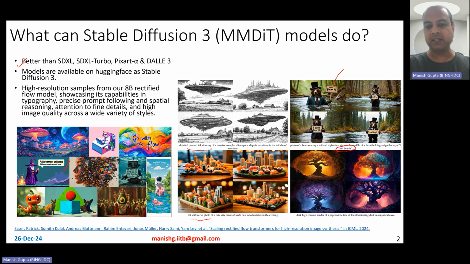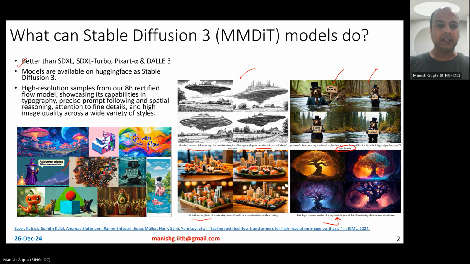So you could say certain things should be on top of something else and so on, above a farm. So a spaceship above a farm. So you can see that spatial reasoning as well nicely. Attention to fine details and high quality image across a wide variety of styles. You can see several styles. Here is a pen and ink image. Here is some sort of a cartoon character and a dark high contrast render and so on.